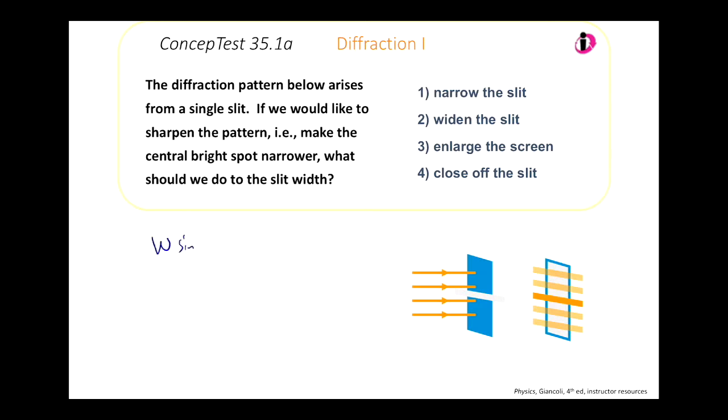W sine theta equals m lambda. So let's see. If I want to make the central bright spot narrower, that would be the same as trying to make this go down. If I want to make it smaller, the angle out to these different points needs to decrease. The way I do that is by making this a little wider. Not too wide. If you make it too wide, the whole thing kind of falls apart. But by making it wider, we can shrink the pattern. So widen the central slit.